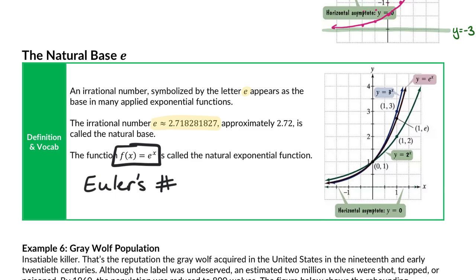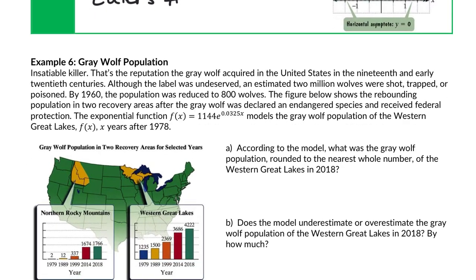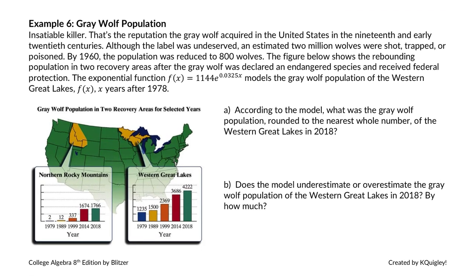Okay. In example 6, it says, the insatiable killer, that's the reputation the gray wolf acquired in the United States in the 19th and early 20th centuries. Although the label is undeserved, an estimated 2 million wolves were shot, trapped, or poisoned. By 1960, the population was reduced to 800 wolves. The figure below shows the rebounding population in 2 recovery areas after the gray wolf was declared an endangered species and received federal protection. The exponential function f of x equal to 1,144 times e^(0.0325x), that's a mouthful, models the gray wolf population of the western Great Lakes, x years after 1978.